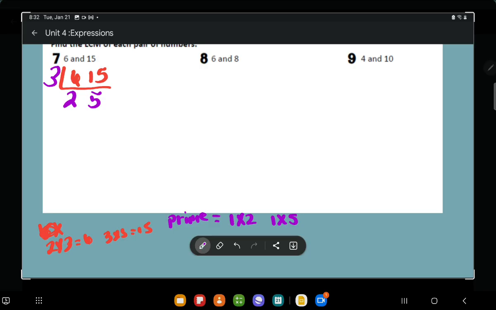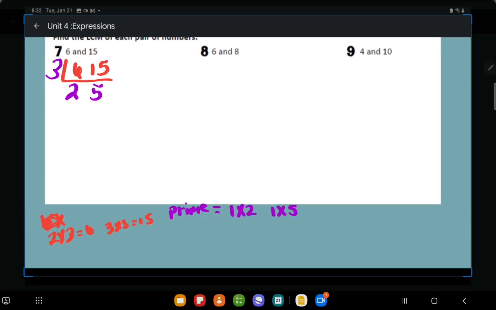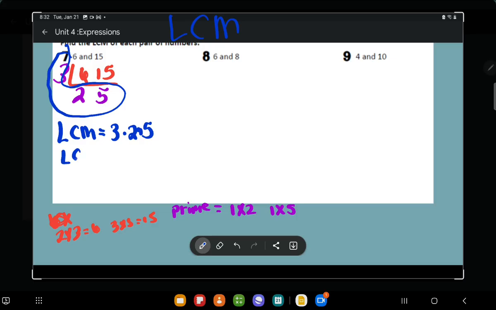Now, least common multiple, remember, is different. For the least common multiple, LCM, we're going to multiply all the numbers around the ladder. It kind of makes an L when you draw it. So the least common multiple would be 3 times 2 times 5. 6 times 5 is 30. So the least common multiple would be 30. Remember, for the greatest common factor, you use the numbers on the side of the ladder. For the least common multiple, you use all the numbers around the ladder.